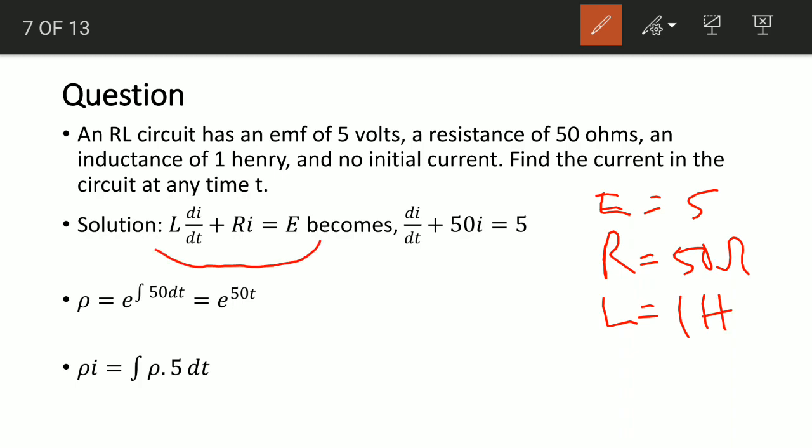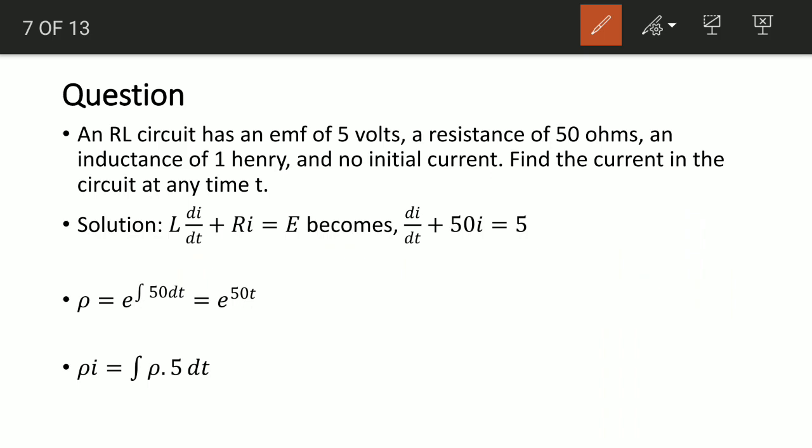Now this is our equation for the RL series circuit. If we substitute our values, where L is 1, R is 50, and E is 5, we are going to get this, which looks like a first order linear equation. So how do we go about this? It looks like dy/dx + py = q. It means your y here is I and your x is t, your p is 50 and your q is 5.